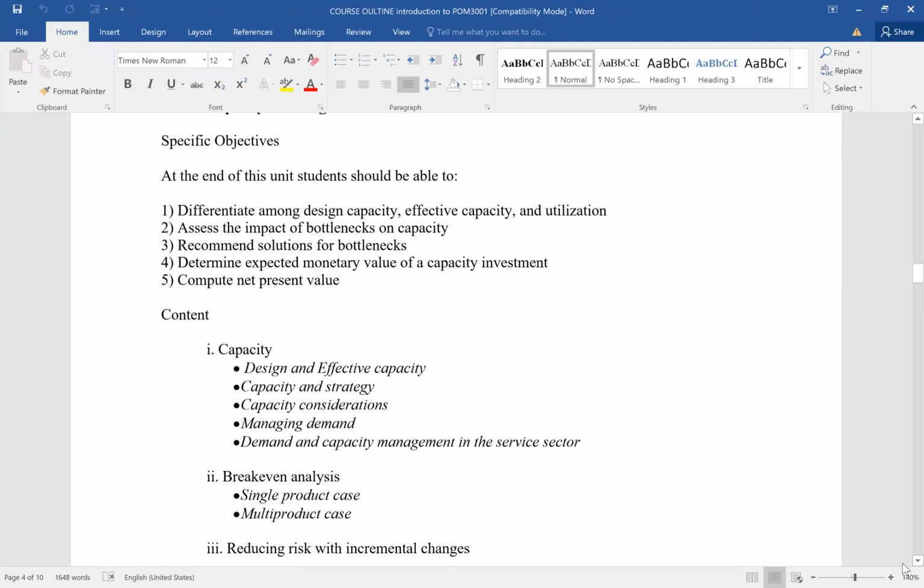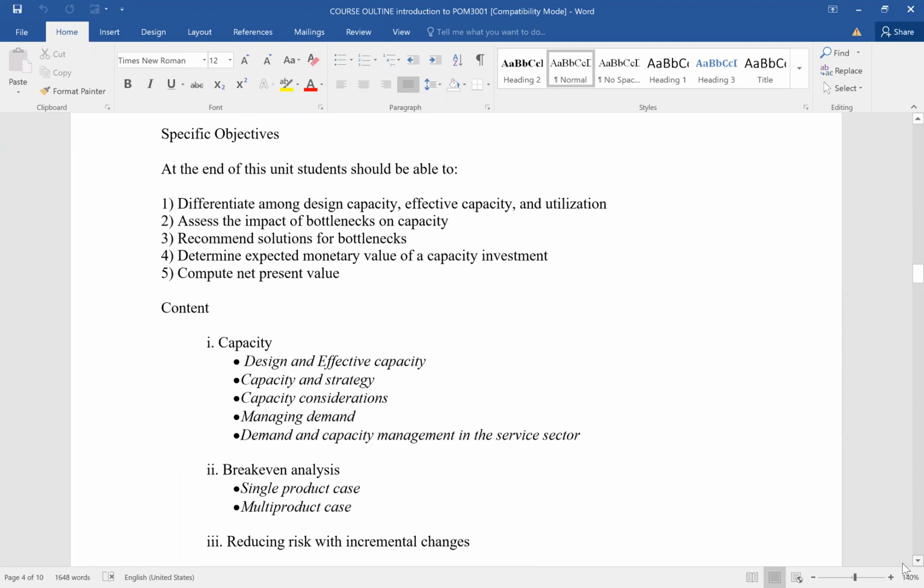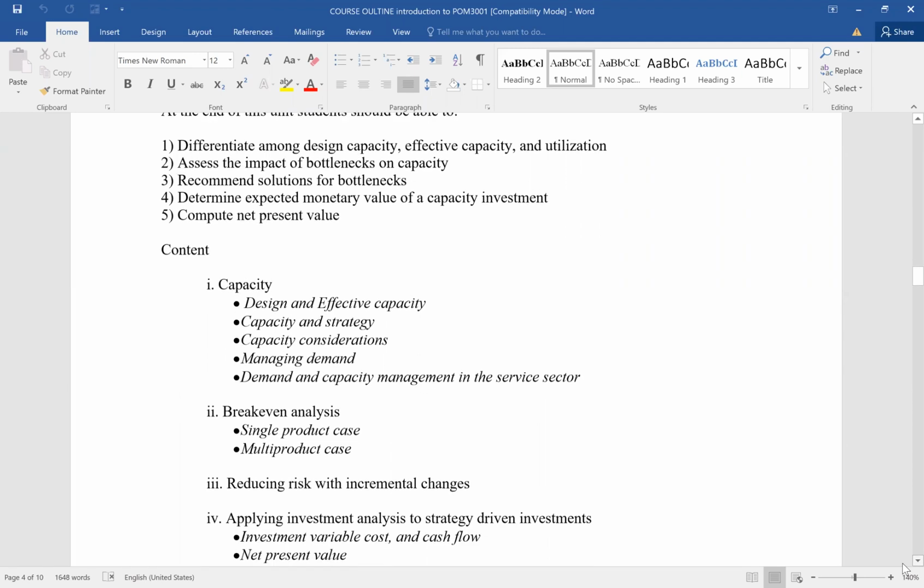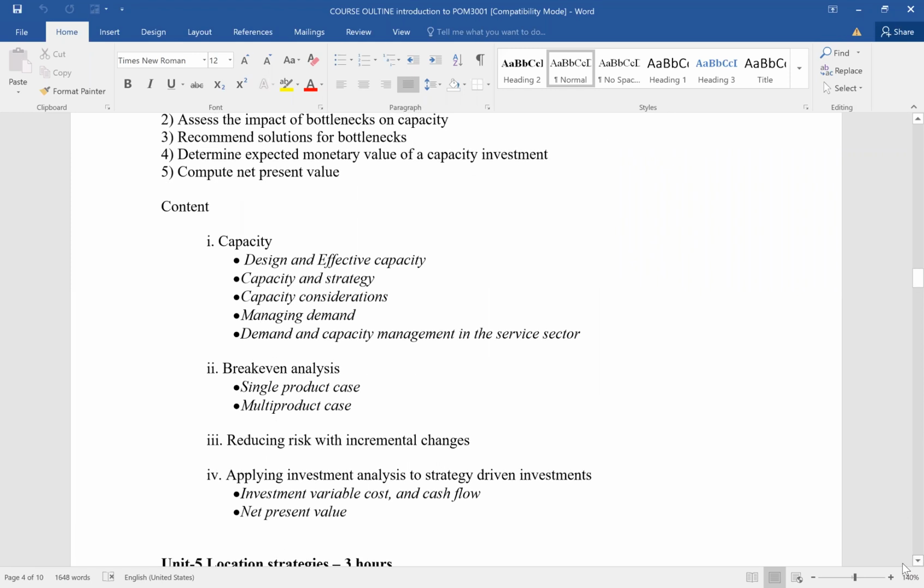So when we talked about break-even analysis, we're going to be looking at a single product case as well as a multi-product case for your break-even. Reducing risk with incremental changes. We're going to look at applying investment analysis to strategy-driven investment. And as we said, some of you would have looked at net present value in another course before, right? But we're going to be looking at variable costs, fixed costs, cash flow, that kind of stuff, right?